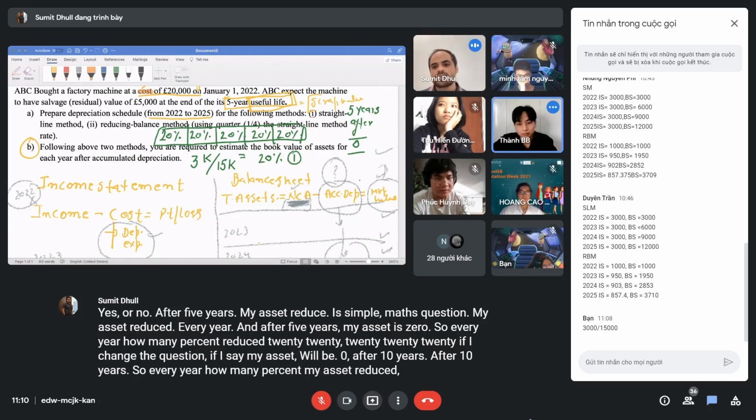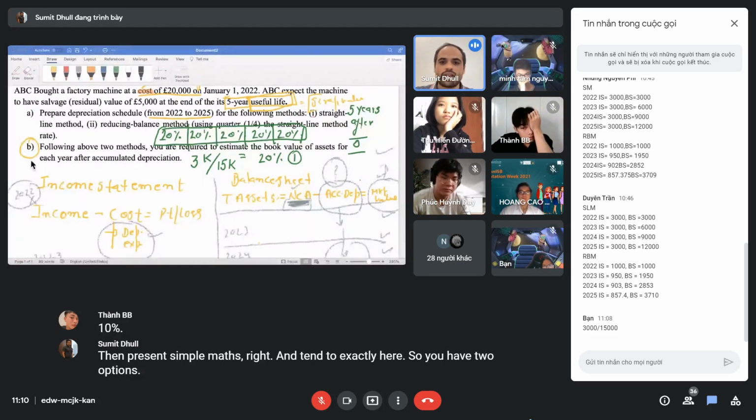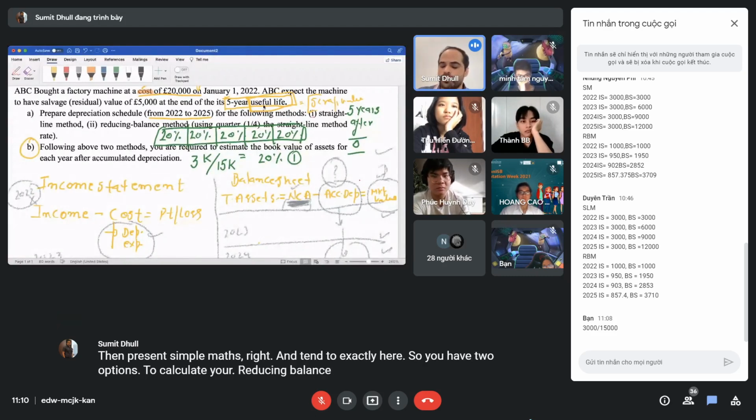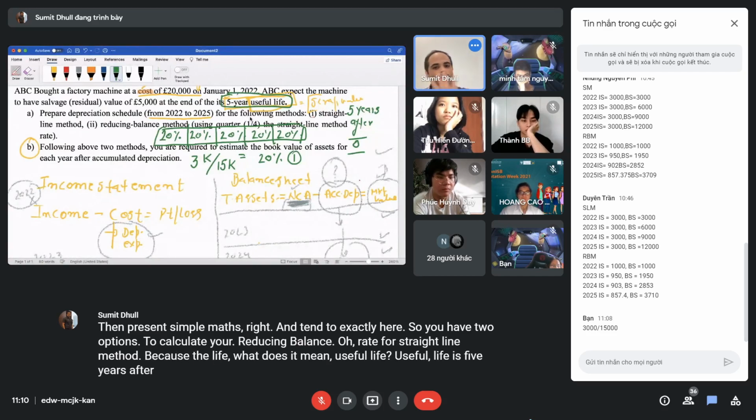10%. 10%, simple maths, right? 10, 10, 10, exactly here. So you have two options to calculate your reducing balance rate. For the straight line method, because of the life, what does it mean, useful life? Useful life is 5 years.